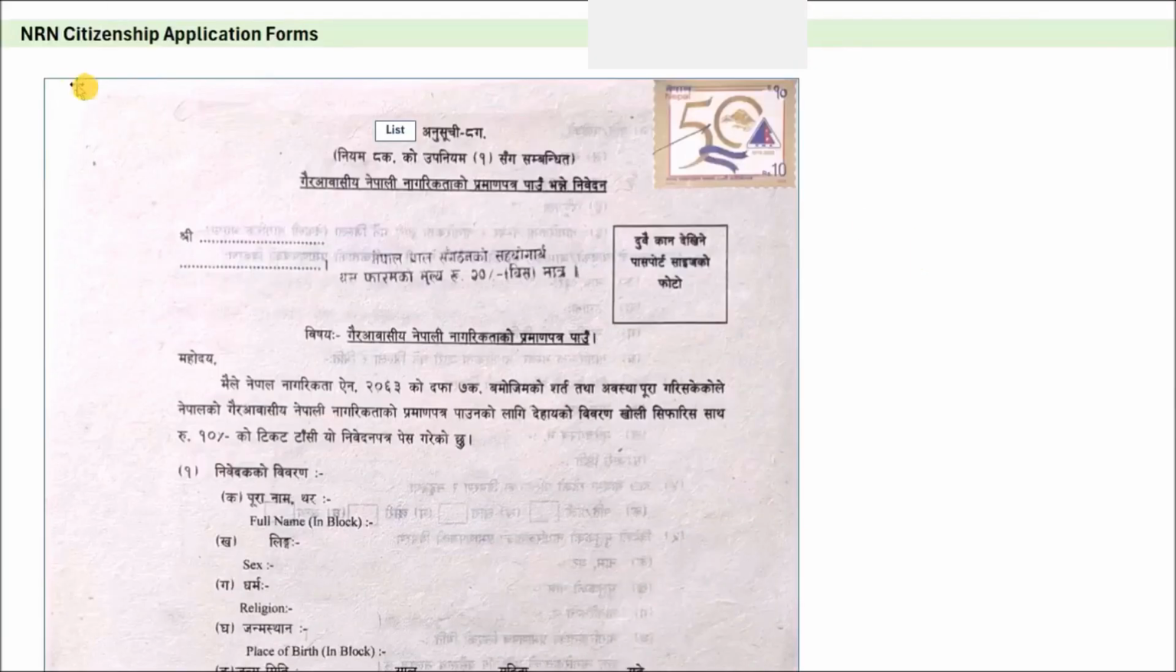So once you get that recommendation, you can fill out the rest of the citizenship application form. These are some copies as of August 2024 for reference. Again, the application forms often say Anusuchi at the top. Anusuchi means list, so basically a list of requirements, I assume. And you have to put the sticker, which you can get from one of the offices at the DAO. You have to fill out all this information.